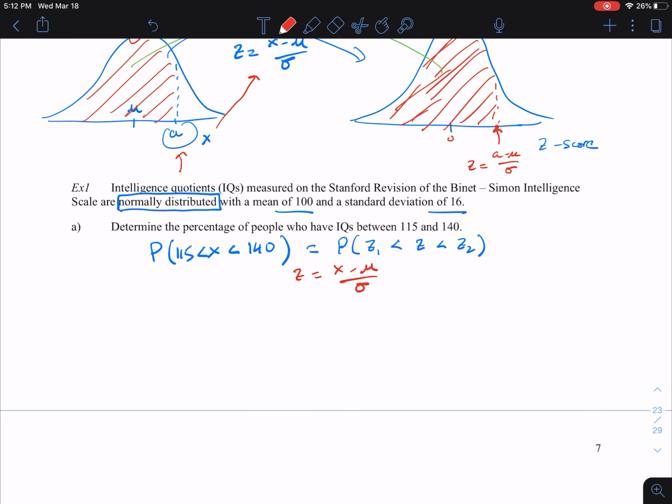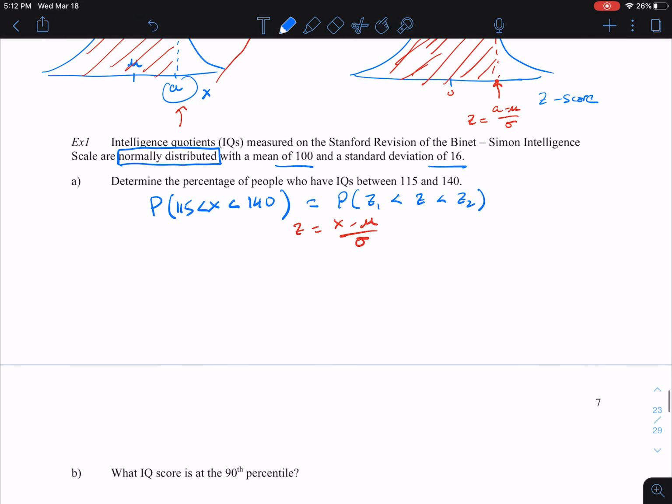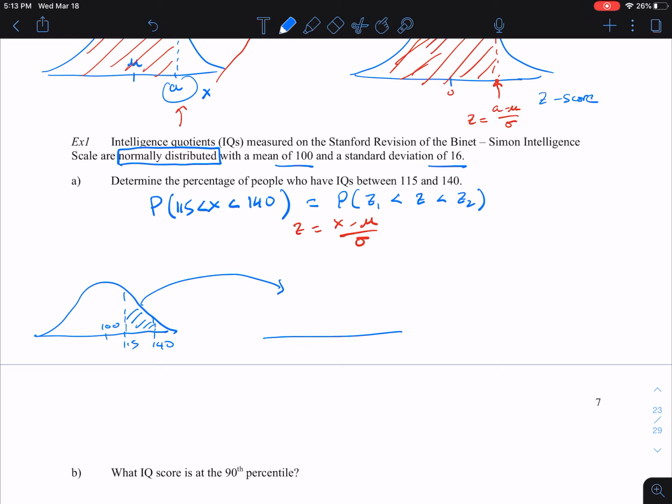So in terms of picture, this is what it looked like. Okay, we start with the IQ score distribution. Here's 100 in the middle, 115 is there, 140 is there. We want to find that percentage or that area. It's the same thing. I look at a standard normal distribution with certain z-scores. We don't know what they are because we have to convert it. And then that is the same area there. So call this z1, call this z2.